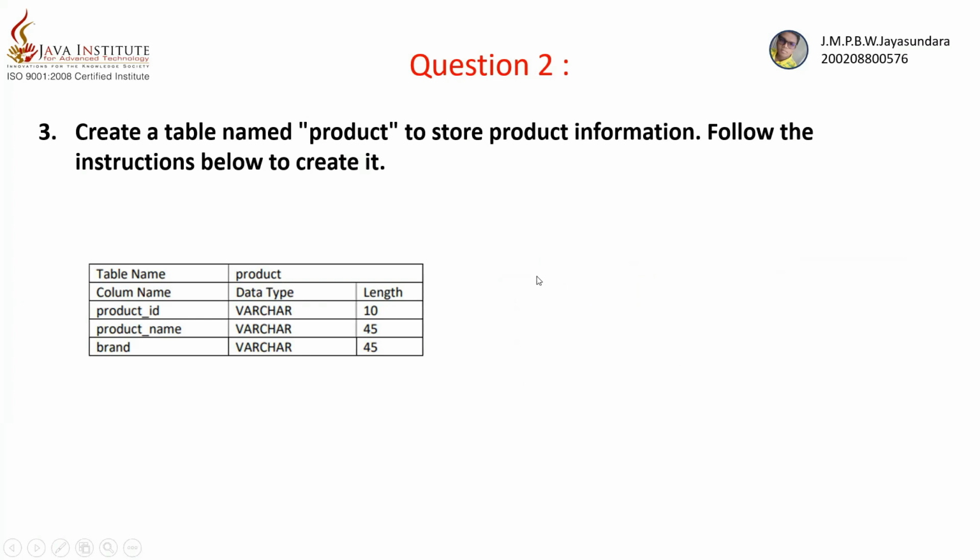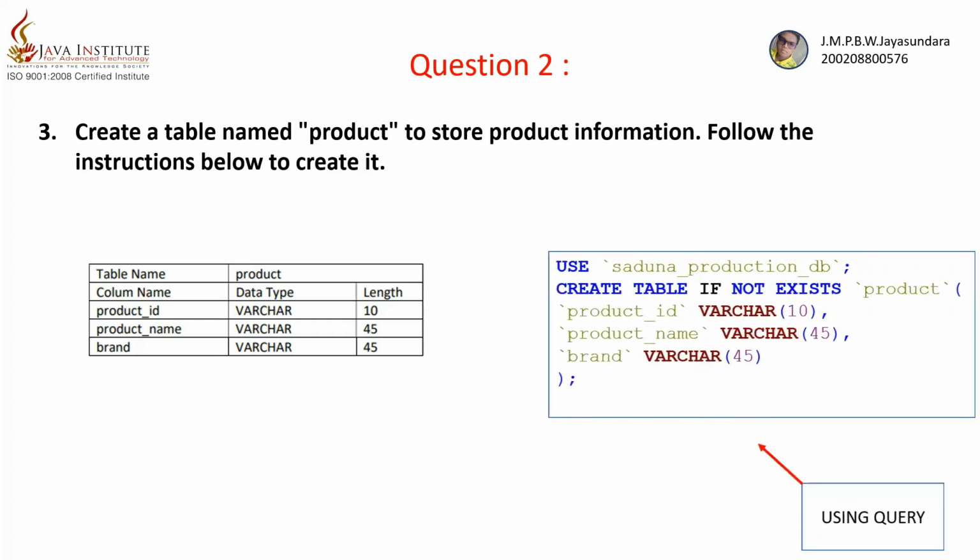Our third question is create a table named product to store product information. Follow the instructions below to create it, and here we have our instructions to create a table called product. We can create this table also using two methods, as query and manual method.